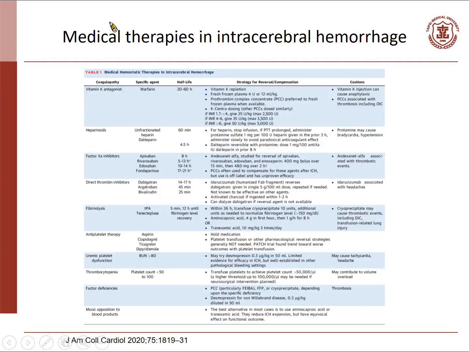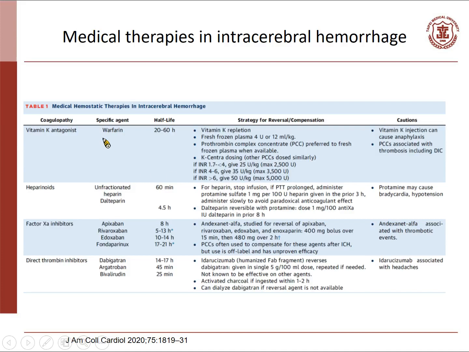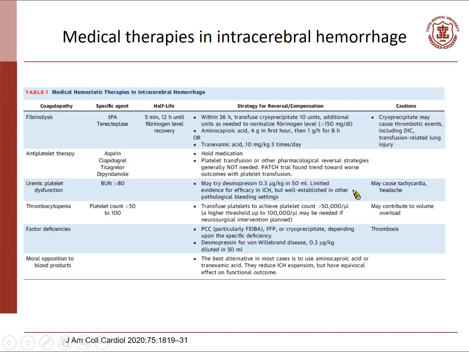So for the medical therapy for intracranial hemorrhage, the most important part is to correct the coagulopathy and control the hypertension. And there are several drugs: if the patient is on warfarin, we need to give vitamin K. If the patient is on other novel oral anticoagulants like rivaroxaban, edoxaban, those factor Xa inhibitors, you may need plasma transfusion to correct the coagulopathy.